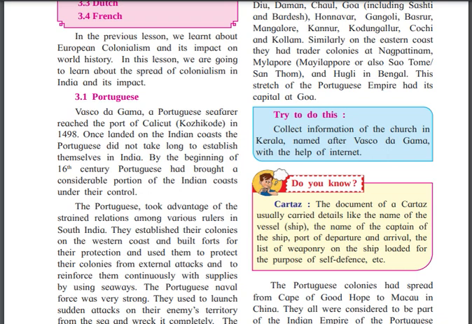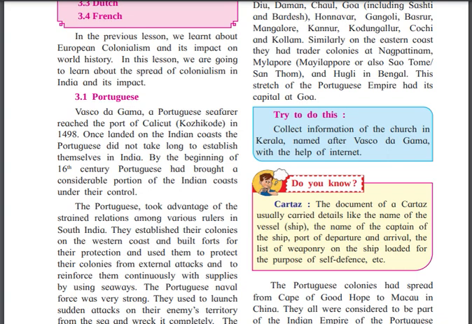Once landed on the Indian coast, the Portuguese did not take long to establish themselves in India. So Vasco da Gama is the first person who reached India through the sea, and once the Portuguese people landed on the Indian coast, they didn't take long to establish themselves, which means it didn't take much time. Very quickly, they controlled the area where they had landed.